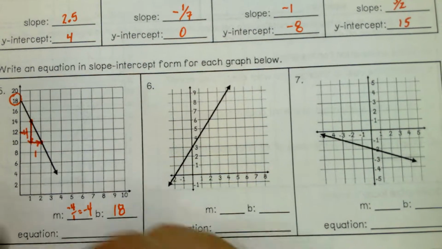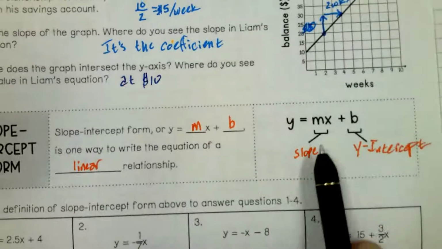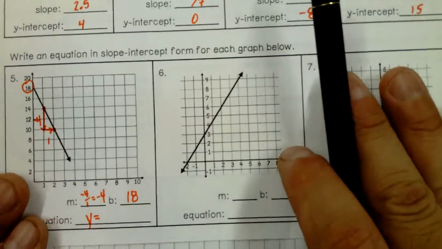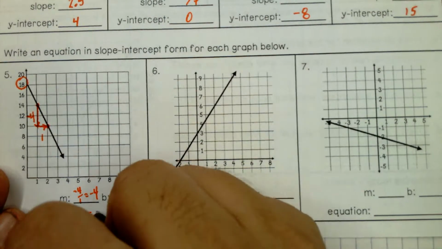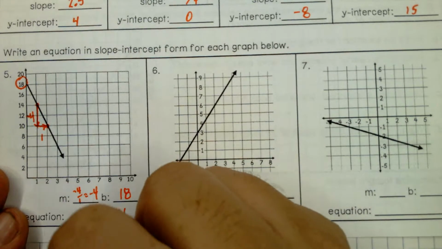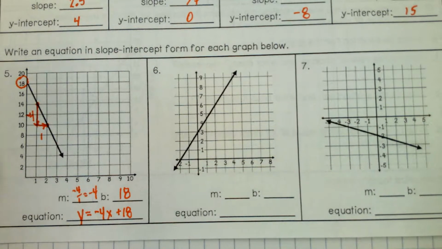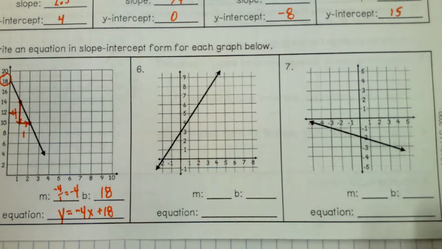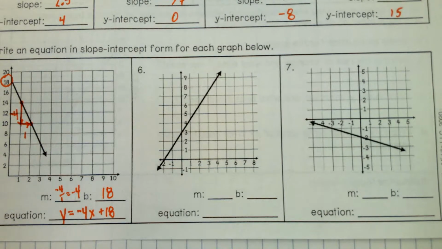What would the equation be? Y equals, we want to write it in this format, like this. So it would be y equals 18. Y equals negative 4x plus 18. So go ahead, work with your partner on 6 and 7. Okay, try 6 and 7. And make sure you agree.